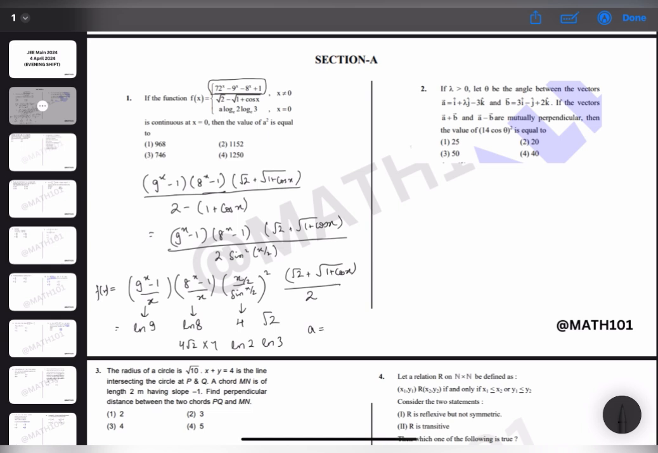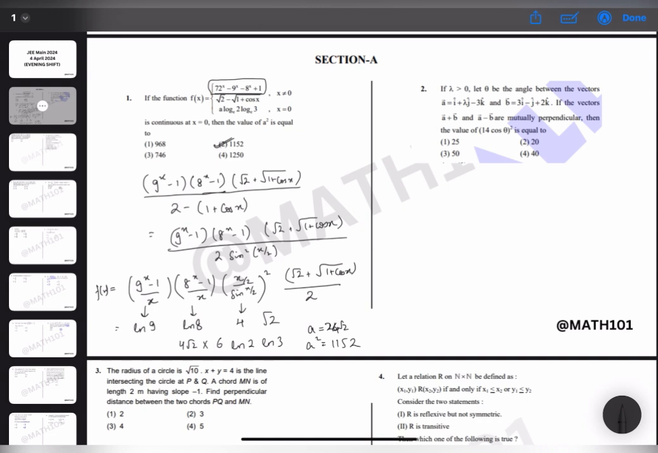So a is 16 root 2, which implies a square equals to... ln 2, this is not 4, this is 6. So a is 24 root 2, 24 square is 576, and root 2 square is 2, so 576 into 2 is 1152. So the answer is 2. Moving on.